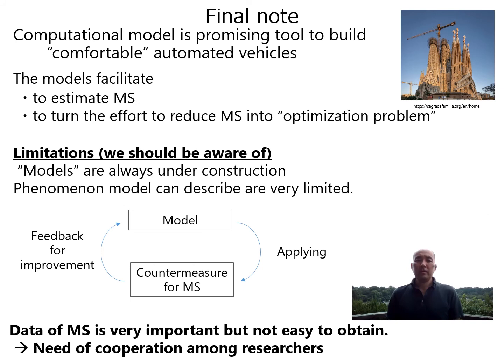As we have seen so far, computational models are a promising tool to build comfortable automated vehicles because the model facilitates estimating motion sickness and turns the effort to reduce motion sickness into an optimization problem. But we need to be aware of the limitation that the models are always under construction, and the phenomena the model can capture are very limited. Therefore, like any other scientific study, the cycle shown in this figure is very important: try to apply the model to build the countermeasure, and the result is fed back to the model.